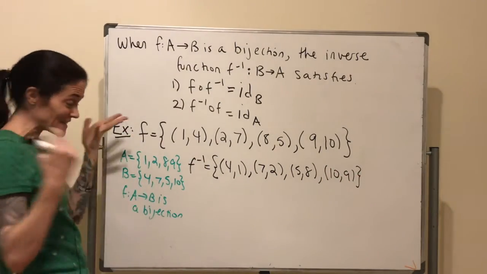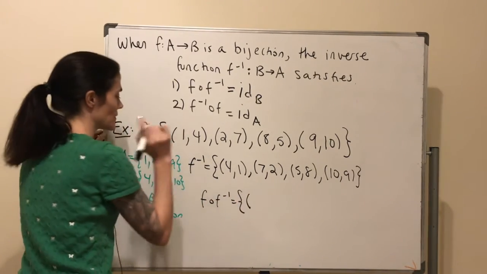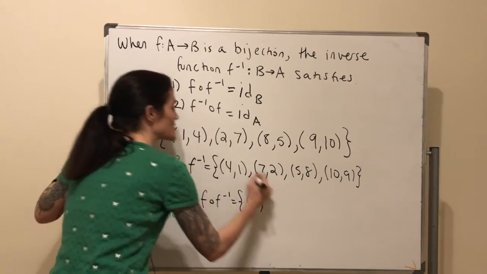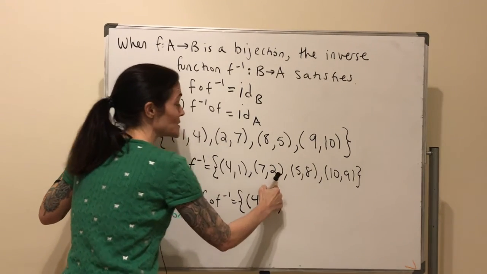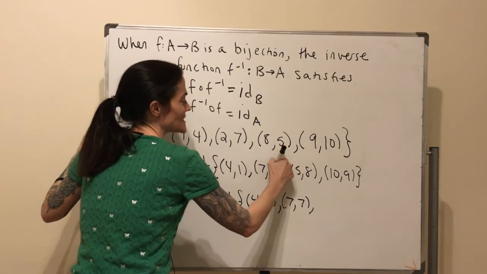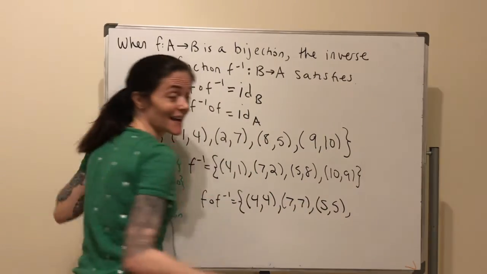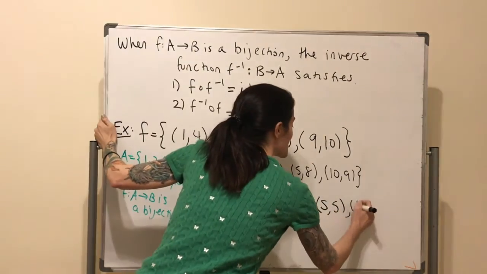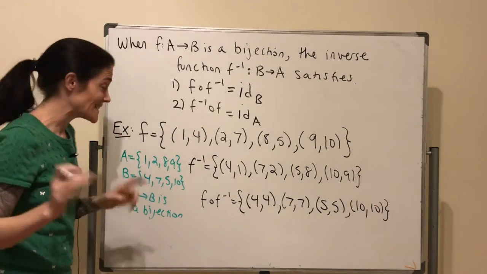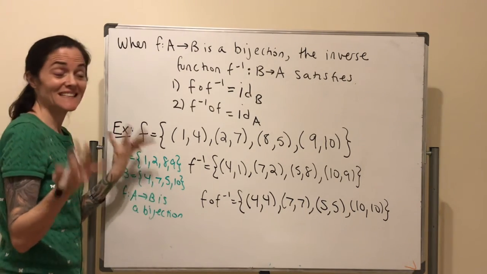Now we start composing. If we take F compose F inverse as a set, first we do F inverse, right? So 4 goes to 1, and 1 goes to 4. 7 goes to 2, and 2 goes to 7. 5 goes to 8, 8 goes to 5, and finally 10 goes to 9, and 9 goes to 10. So 10, 10. In fact, you see this is the identity on B. 4 goes to 4, 7 goes to 7, 5 goes to 5, 10 goes to 10.